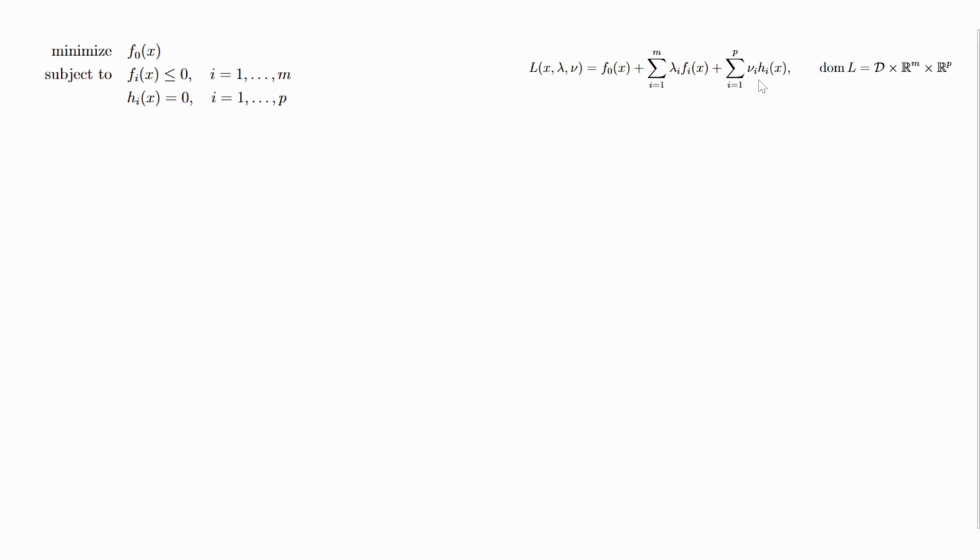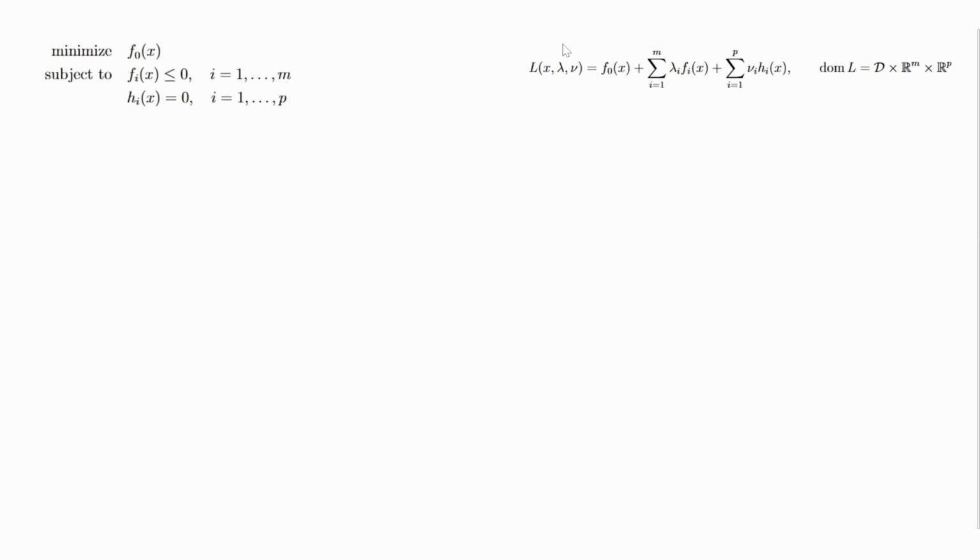The vectors lambda, which is in R^m, and v, which is in R^p, are called the dual variables or the Lagrange multiplier vectors. Think of lambda_i as the price we pay per unit of violation of the ith inequality constraint, and v_i as the price for the ith equality constraint.